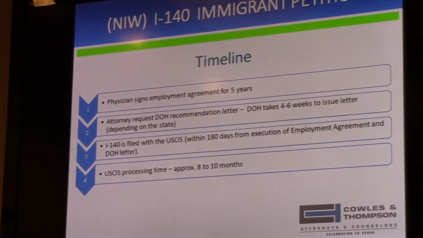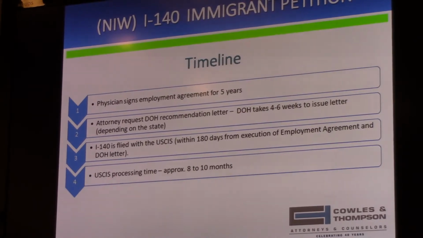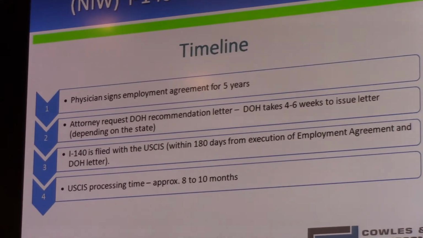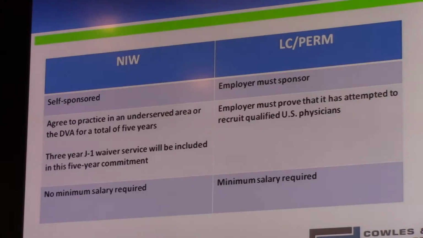So the timeline, again: physicians sign the employment agreement. The attorney requests the Department of Health letter. The I-140 is filed, and then the Department of Immigration processes the petition in 8 to 10 months. The beauty of this is that you get to establish the priority date, and we'll talk about priority date, on the day you file the I-140, even if the Department of Immigration takes 10 months to approve it. This is a difference from the labor certification, because when you do the labor certification, the priority date is established on the day you file the labor certification or PERM, as opposed to the I-140.